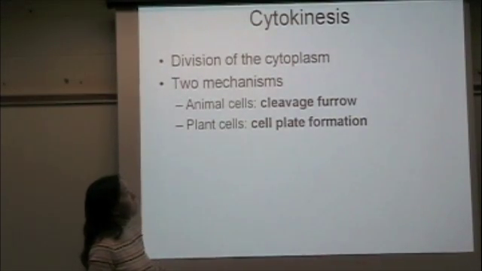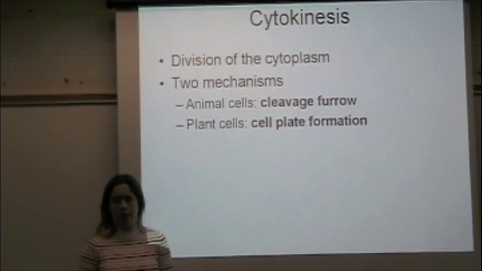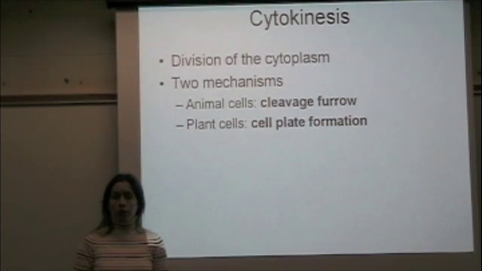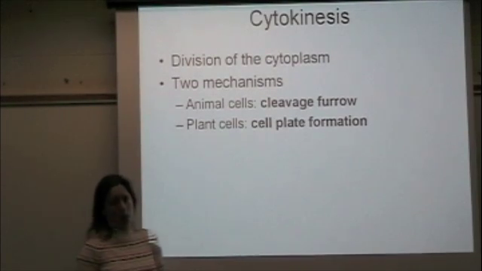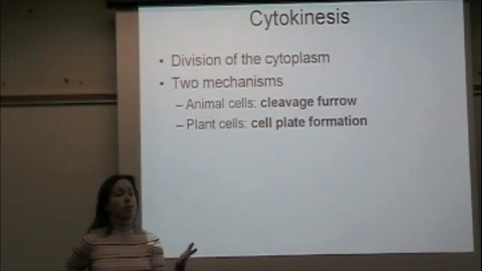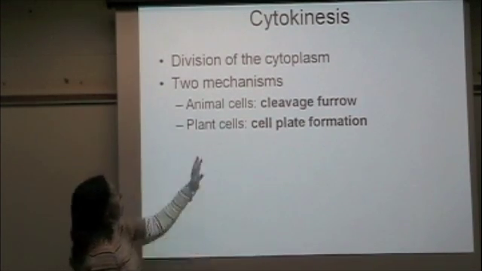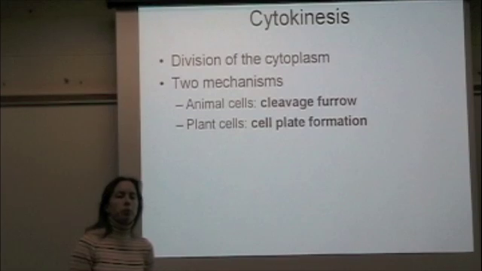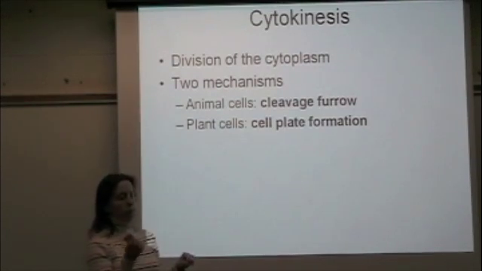So now let's talk about cytokinesis. Cytokinesis is specifically the division of the cytoplasm, and it's different if we're talking about animals versus plants, because what do plant cells have? The cell wall. Okay? So plant cells are a little bit more complicated because we have to take into account that cell wall. The process in animal cells is called cleavage furrow, and in plant cells it's called cell plate formation.